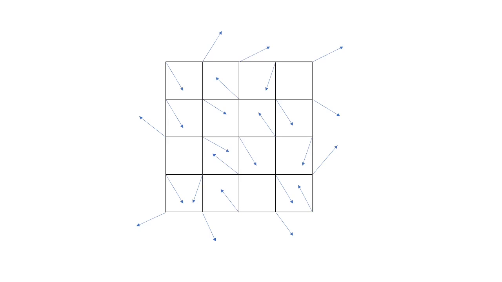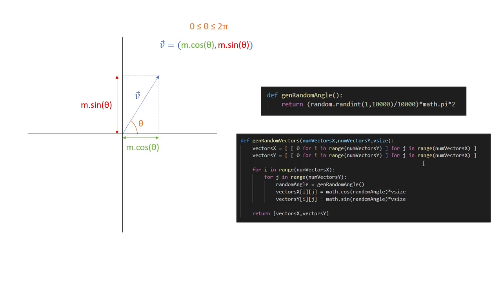So this could be implemented in multiple ways. One of them is doing a process that looks like this, which is basically trying to generate a random angle between 0 and 2 pi radians, which is the same thing as saying generating a random angle between 0 degrees and 360 degrees.